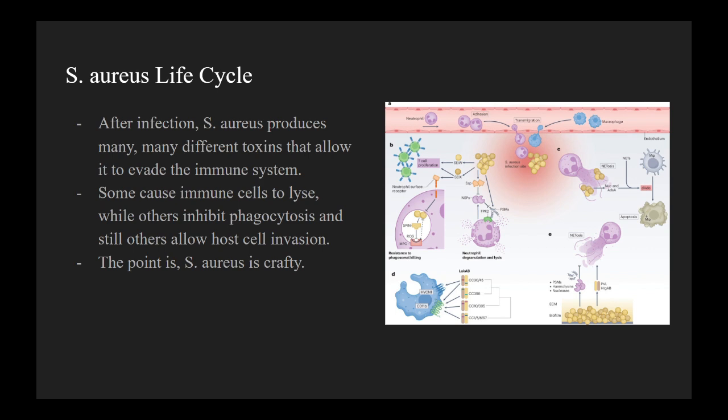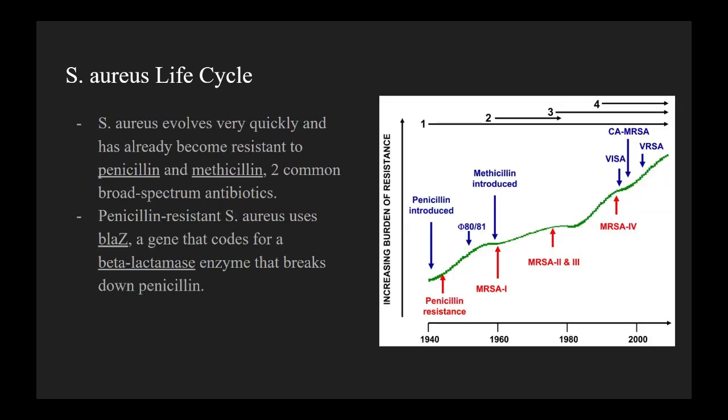So again, the point is, S. aureus is very crafty. And like we said, it evolves very quickly, and it has already become pretty much overall resistant to penicillin and methicillin, which are two common broad spectrum antibiotics. Again, those are part of the beta-lactam class, or the cephalosporin class, and we talked about that in my antibiotic lecture, so make sure to review that if you don't remember.